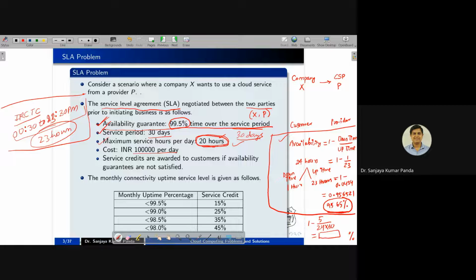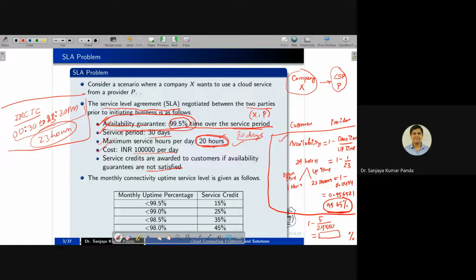Then another term and condition is that service credits are awarded to the customer if the availability guarantee is not satisfied. So if we are violating this availability guarantee, then service credits are awarded to the customer. Who will pay the service credit? The provider will pay. To whom? To the company. Means company X will get service credit from cloud service provider P if the availability guarantee is not satisfied.